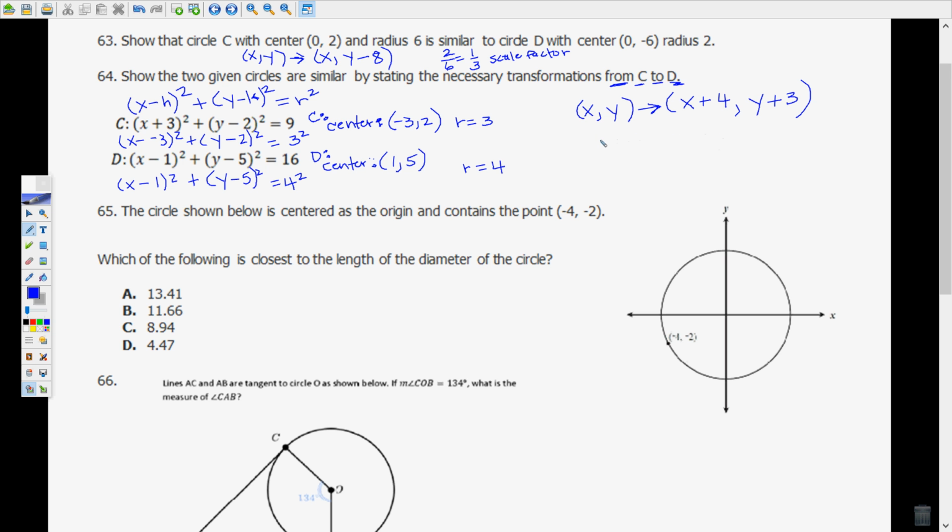Then for your dilation or your scale factor, in this case it will be an enlargement. You will put your new image over your original pre-image, so it's an enlargement of 4/3.